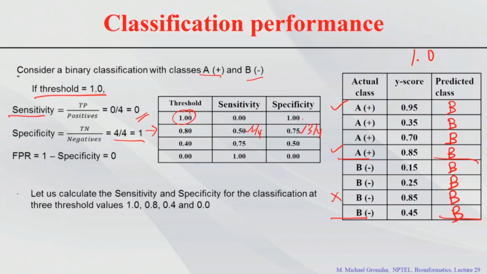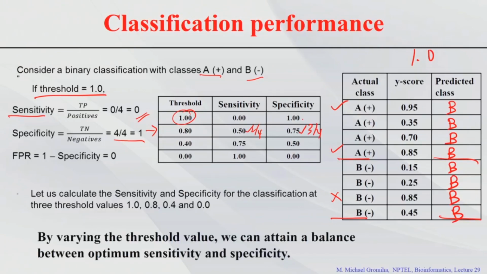So you can get the sensitivity and specificity for different thresholds. Now you can vary the threshold value and see a balance. Threshold 1 is completely biased to one side, and threshold 0 to the other side, but if you choose intermediate thresholds, sometimes it is better in specificity, and sometimes better in sensitivity.